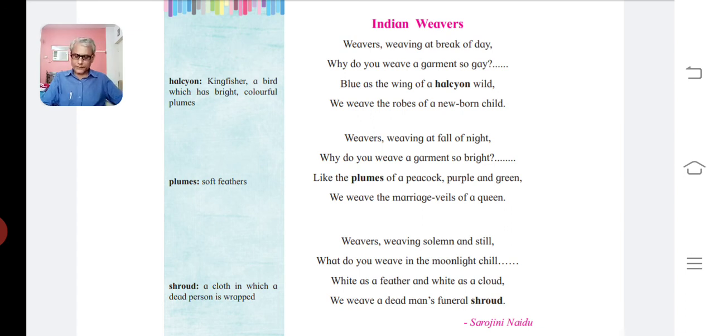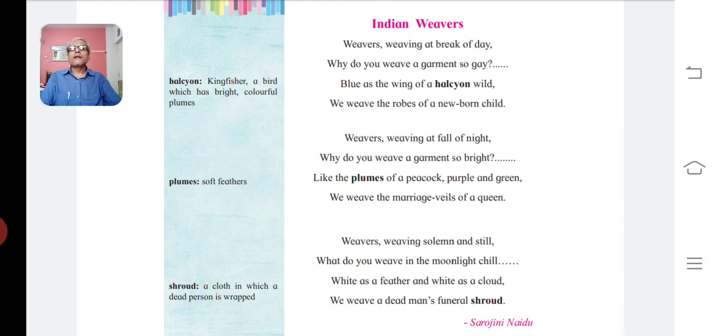Another line, another figure of speech. Why do you weave a garment so bright? Alliteration. In this line the sound of 'W' is repeated pleasingly. W is to be written into single inverted comma. Another line: Like the plumes of a peacock, purple and green. Here there are two figures of speech. One, alliteration.